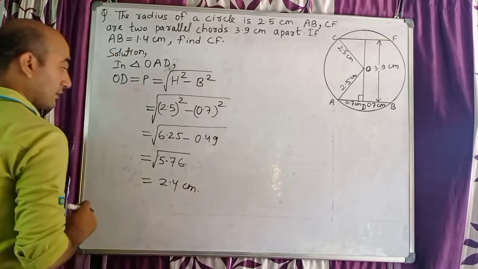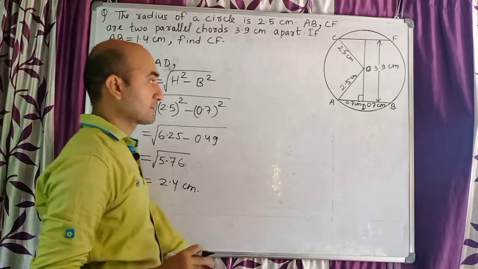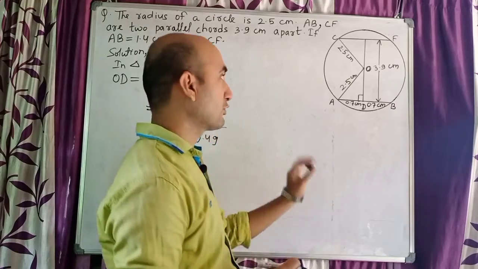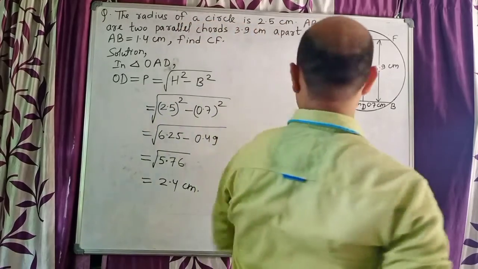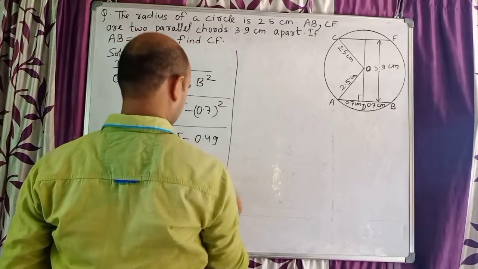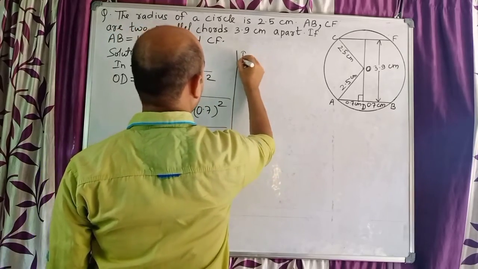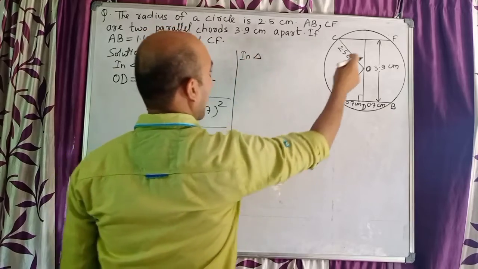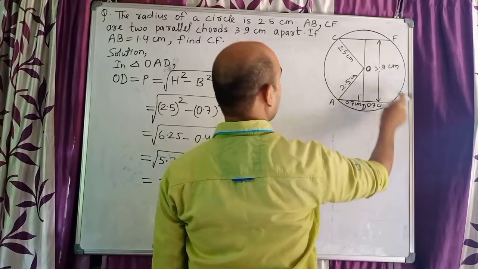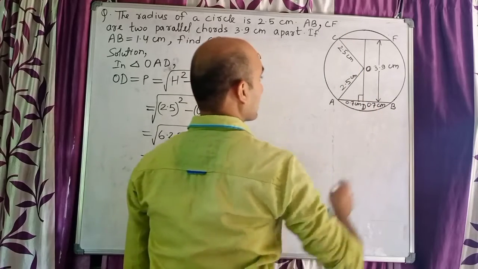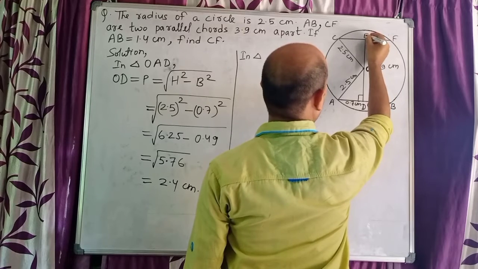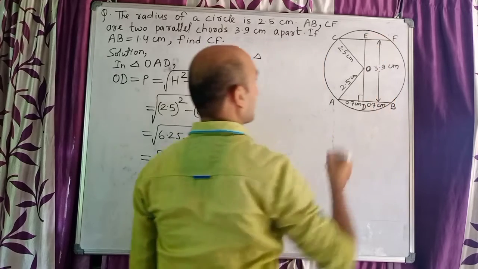So I got the value of OD. So children, I got the value of OD. Good news that I got the value of OD. Now I will move on to this triangle. I will write the details here. My heading will be: in triangle, the upper part triangle. A, B, C is here, D is here. This is F. So I will write a name here, E, a name of my own.